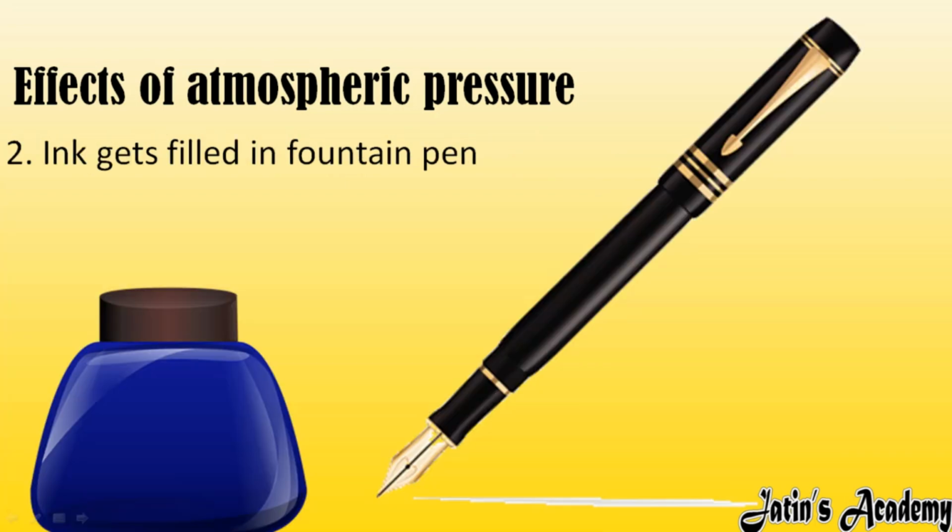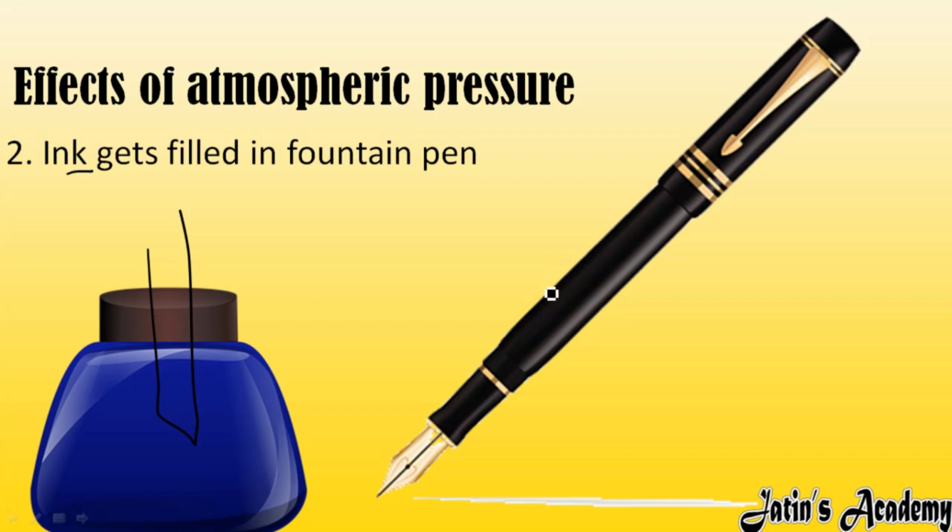Okay. The next effect of atmospheric pressure: ink gets filled in a fountain pen. As we have studied, liquid can easily be filled into a syringe with the help of atmospheric pressure. In a similar manner, ink can also be filled in a fountain pen. In order to fill the ink into a fountain pen, we take the pen with the nib and put it inside the ink.